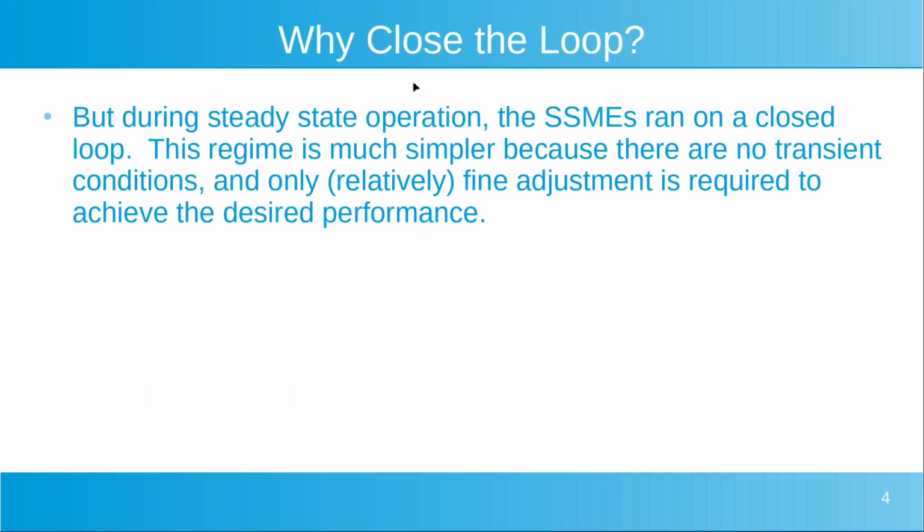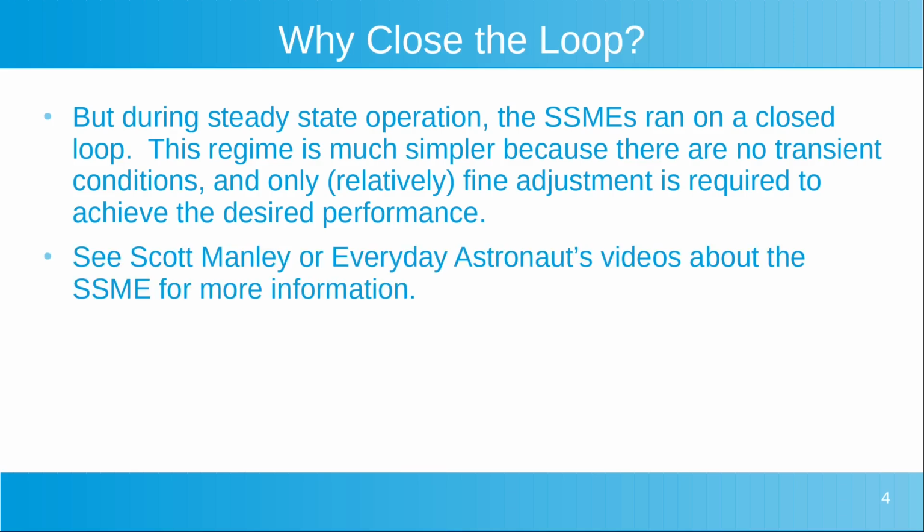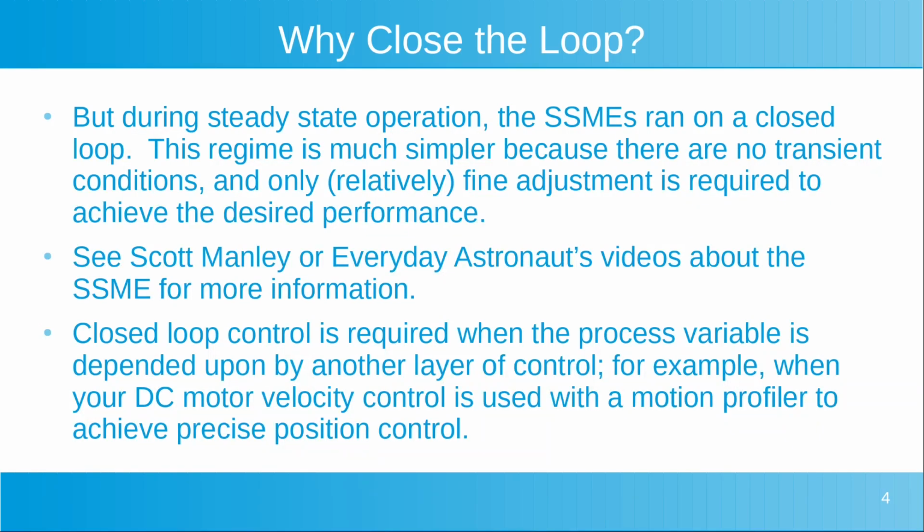However, during steady-state operation, the Space Shuttle main engines run on a closed loop. This regime is much simpler because there are no transient conditions, and only relatively fine adjustment is required to achieve the desired performance. See Scott Manley or Everyday Astronauts videos about the Space Shuttle main engine for more information. Closed-loop control is required when the process variable is depended upon by another layer of control. For example, when your DC motor velocity control is used with a motion profiler to achieve precise position control. I'll cover this more in a future episode.